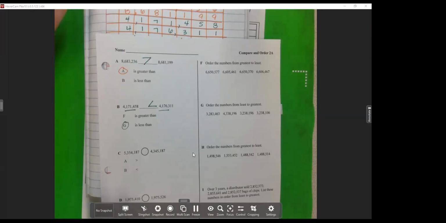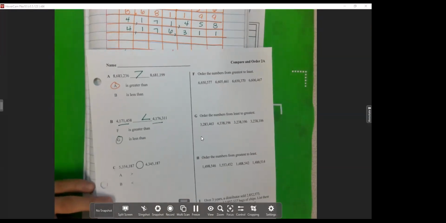I read number B, so I thought it was greater because I wasn't paying attention, until I realized it was less than. I picked less than, but since everyone was saying greater, I just said greater, but I didn't know you were talking about number B. I thought you were talking about number A. Oh, okay. So make sure when you're comparing these, you know which number you're talking about.